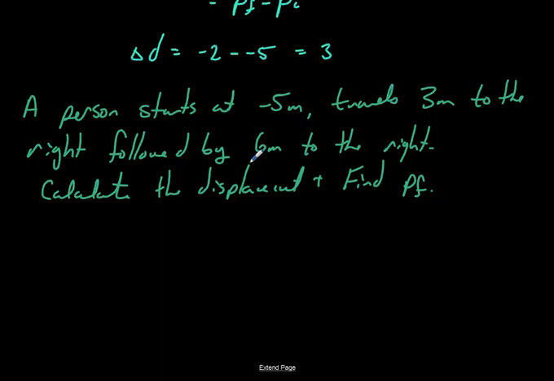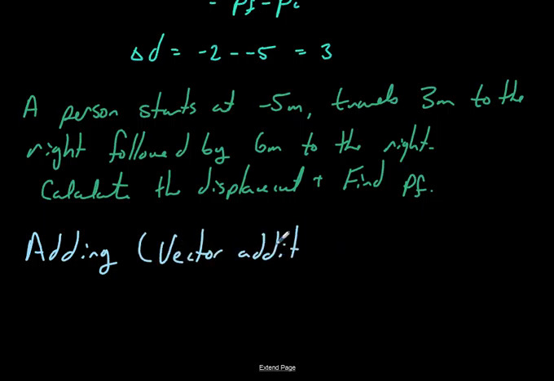Now, there's a rule here, okay? What we're going to do is adding vectors, or better yet, vector addition. This is 1D vector addition. You can only go back and forth along the line. Later, we'll talk about vectors where you go in 2 different directions and see what happens there.